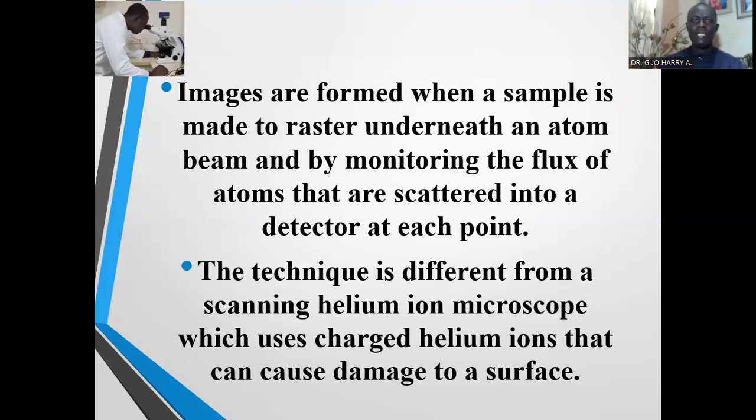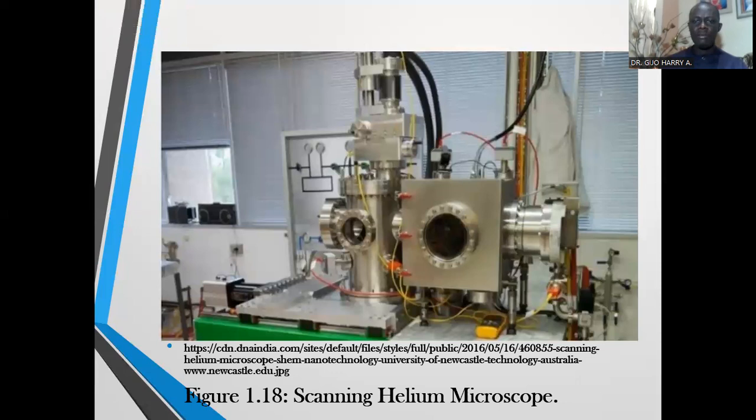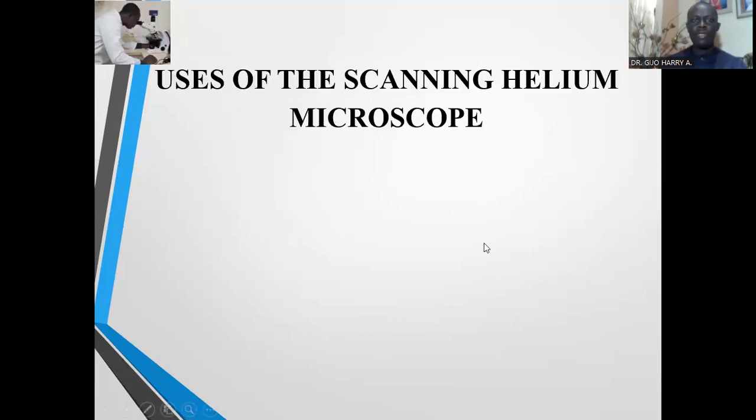Images are formed when a sample is made to raster underneath an atom beam, and by monitoring the flux of atoms that are scattered into a detector at each point. The technique is different from a scanning helium ion microscope, which uses charged helium ions that can cause damage to a surface. This is the picture of the scanning helium microscope, a very sophisticated microscope that's used for various purposes. What is it used for?